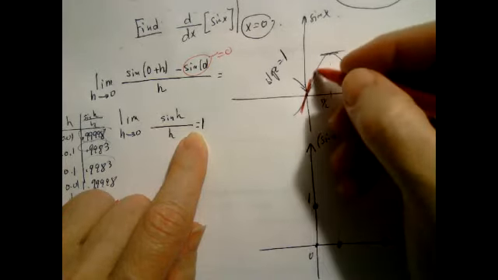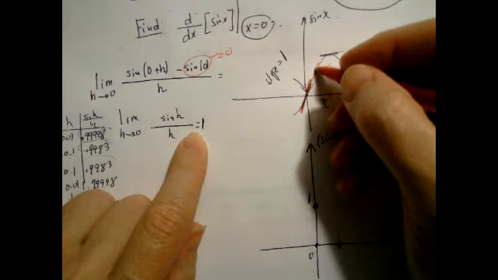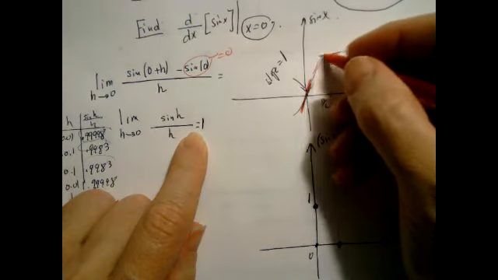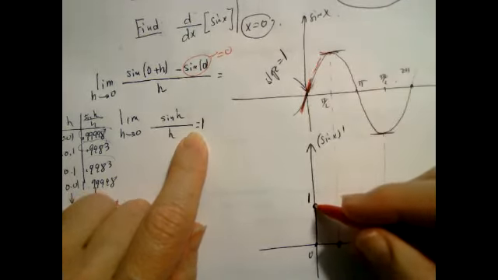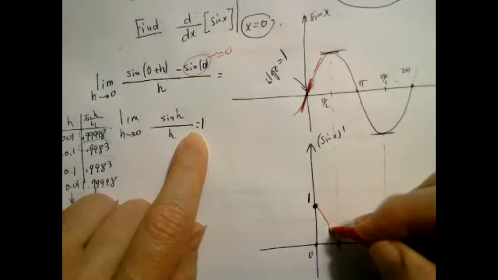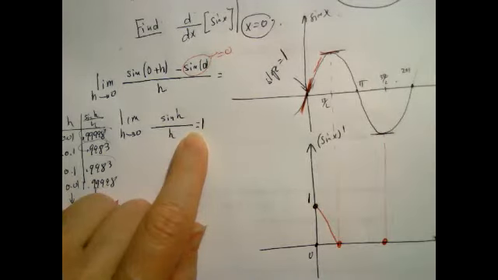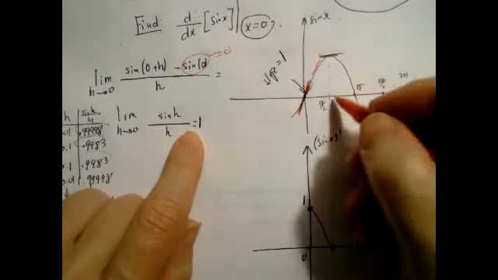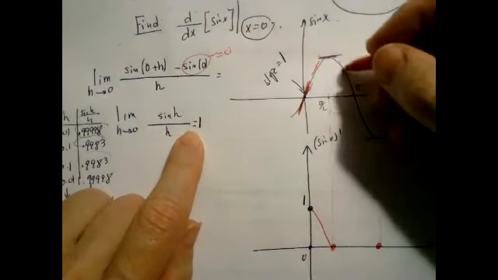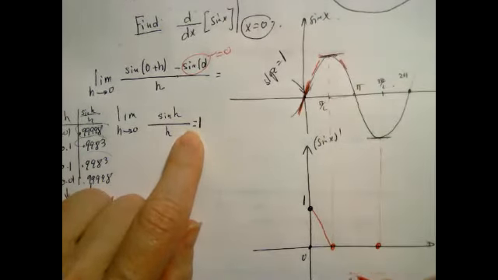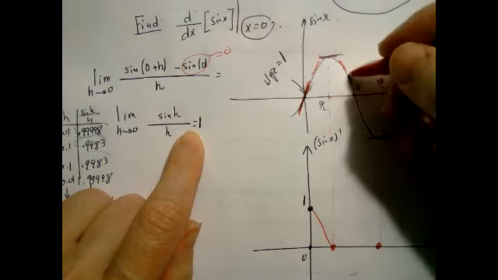Between 0 and pi over 2, it's positive, getting less and less positive, heading towards 0 at pi over 2. Then what's it doing after that? It's definitely negative. So the output here, the derivative right here, it's negative.